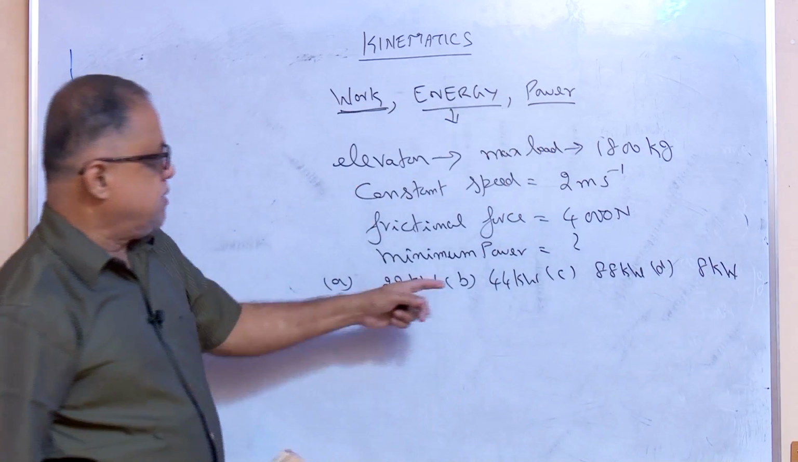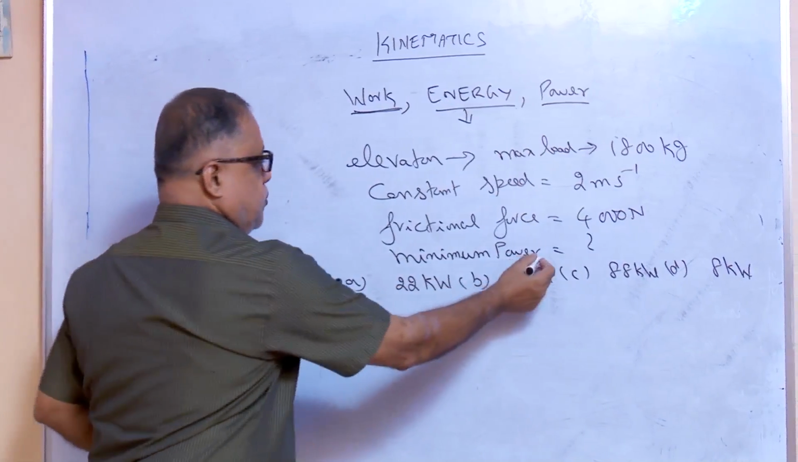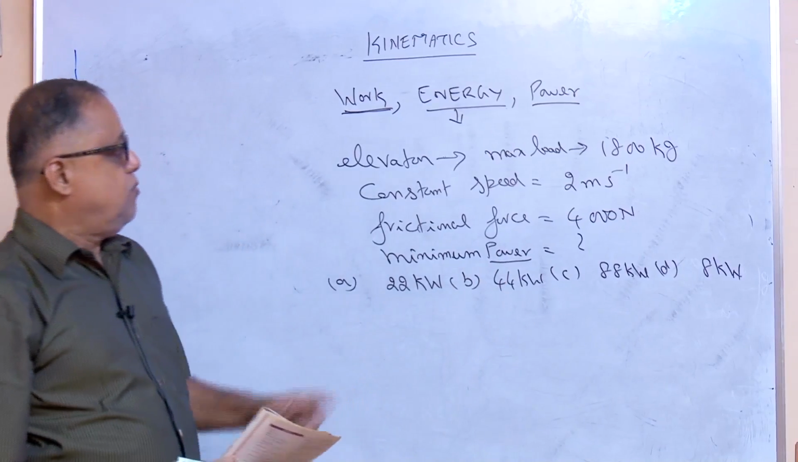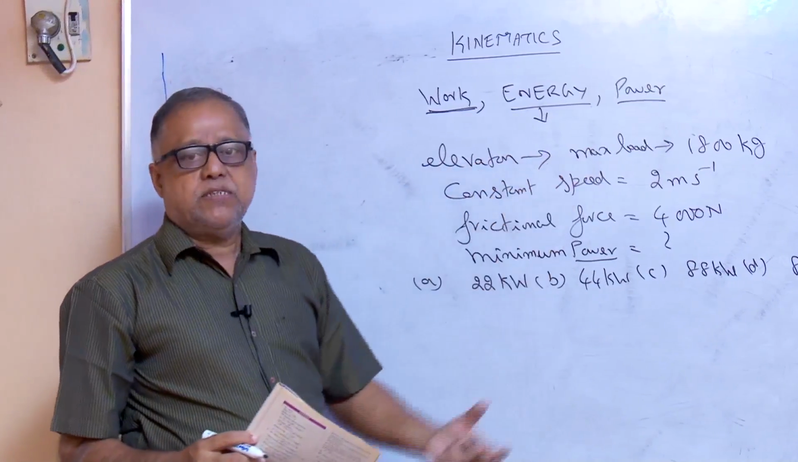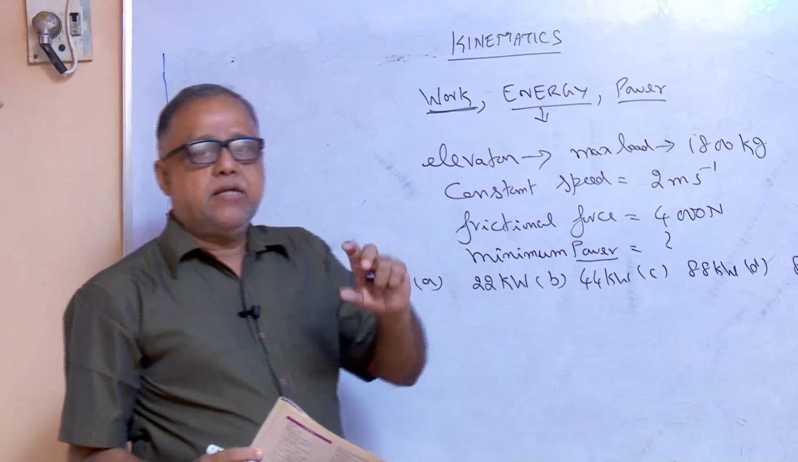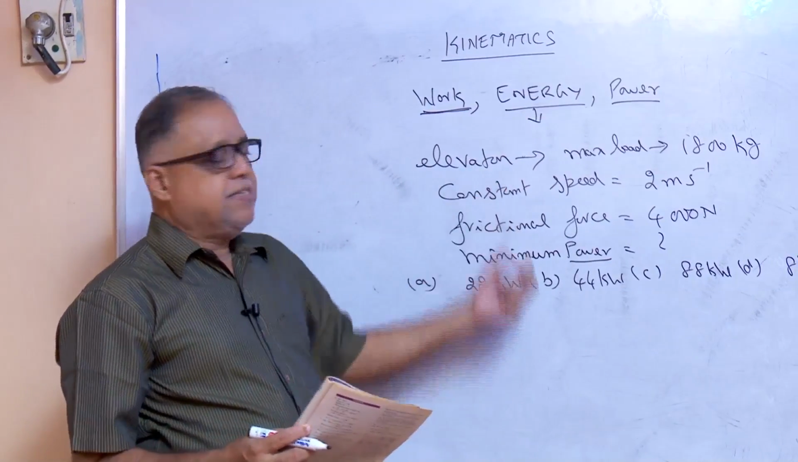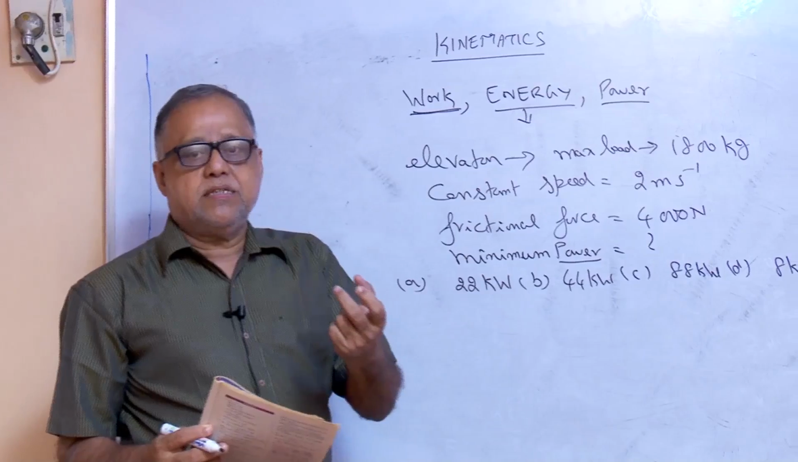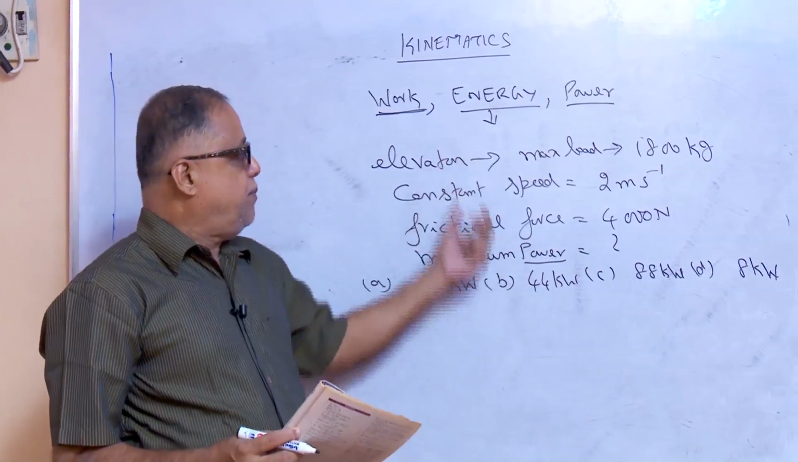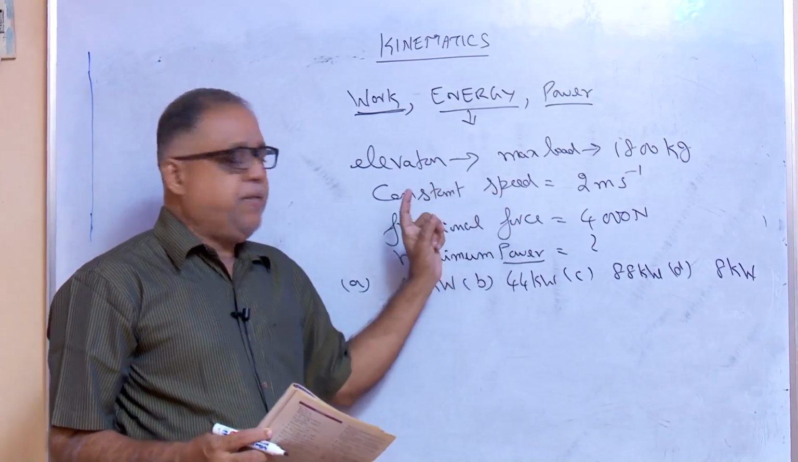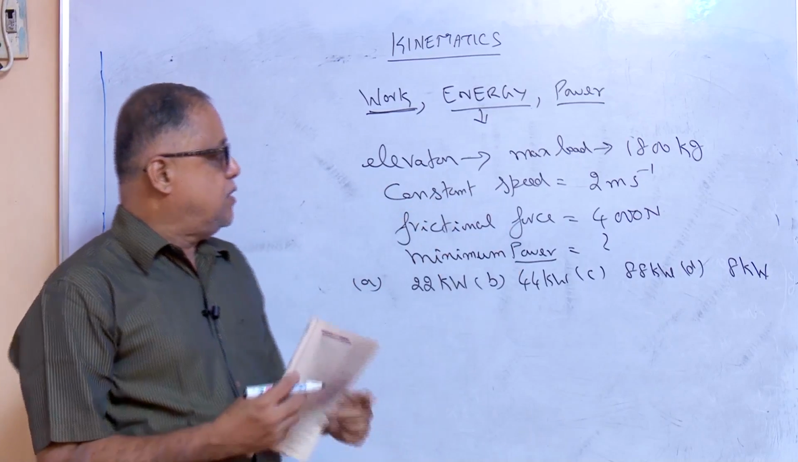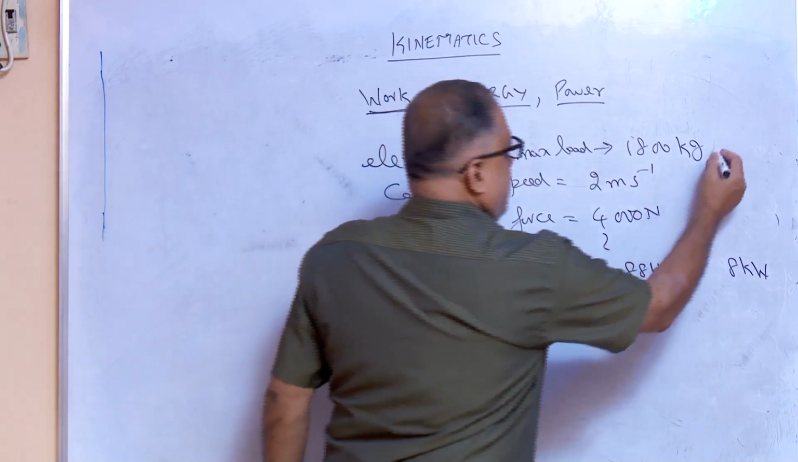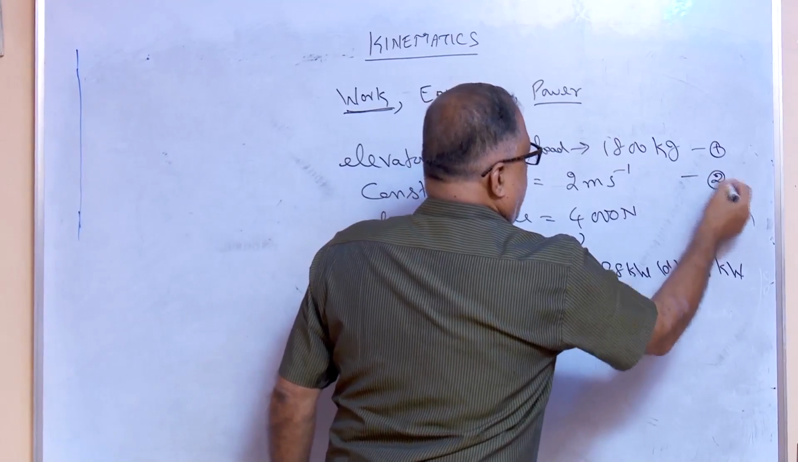So I have given some options for you. You have to calculate the power. So minimum power means, what is the way we are going to take? It is going 800. First the lift is going up, meaning it has to overcome the gravitational pull, the gravitational force of the earth. And second, it is going with a speed. And then third one, so there are 3 types of actions that we are going to calculate one by one.